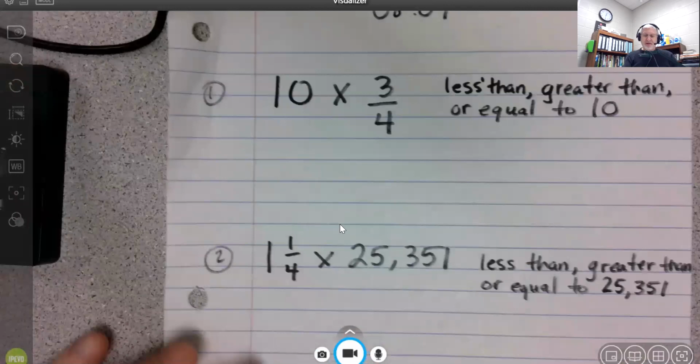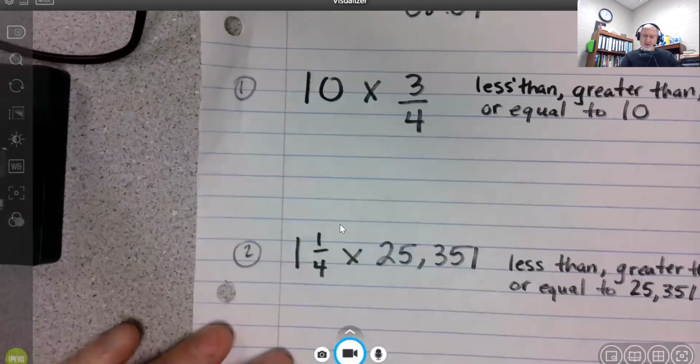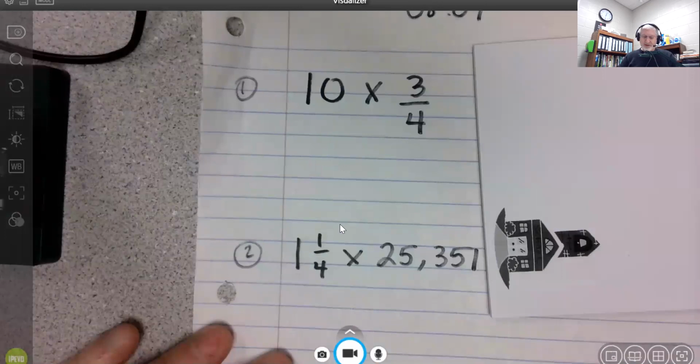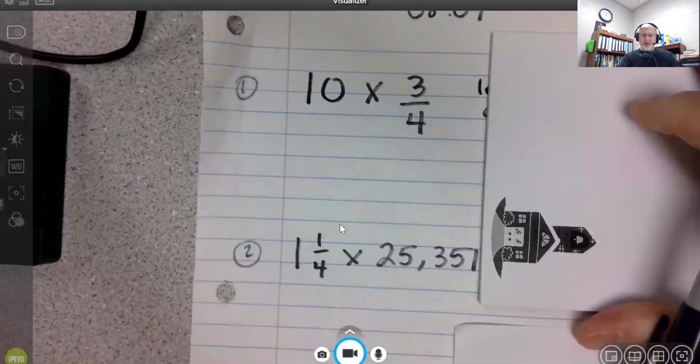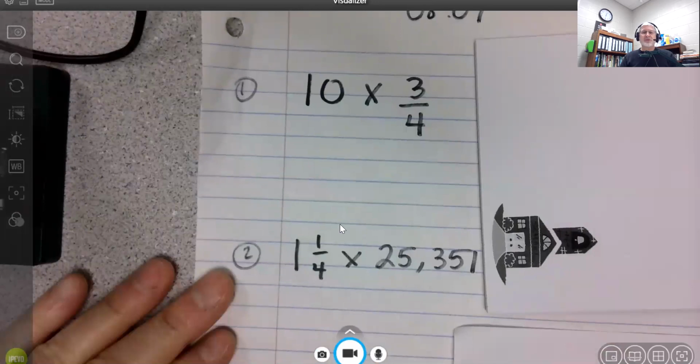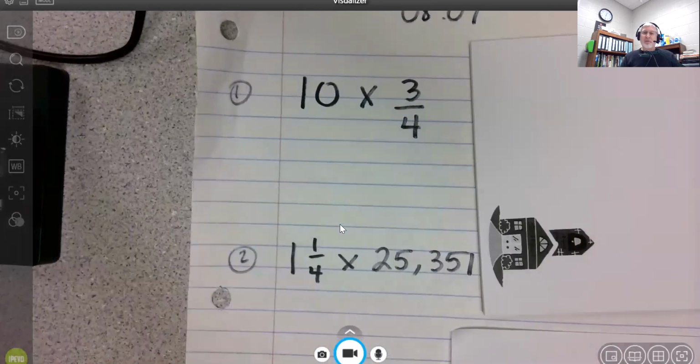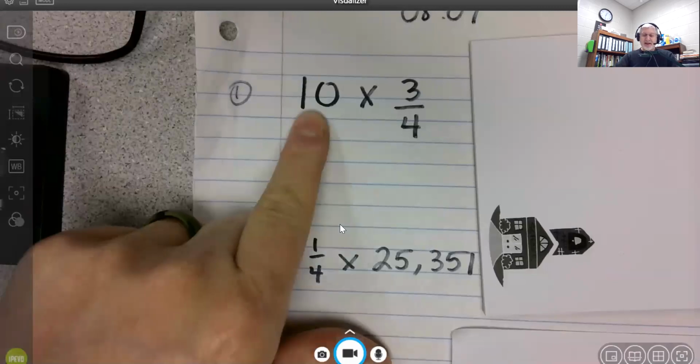I have 3 problems that I want to show you today. I have 3 of them, and I want to cover up my answers here, so I don't want to show you the answers. Okay? So, I have 10 times 3/4. Well, let's look at 3/4. Is 3/4 equal to 1? No. Is 3/4 greater than 1? No. Is 3/4 less than 1? Yes, it is. So my product should be less than 10.